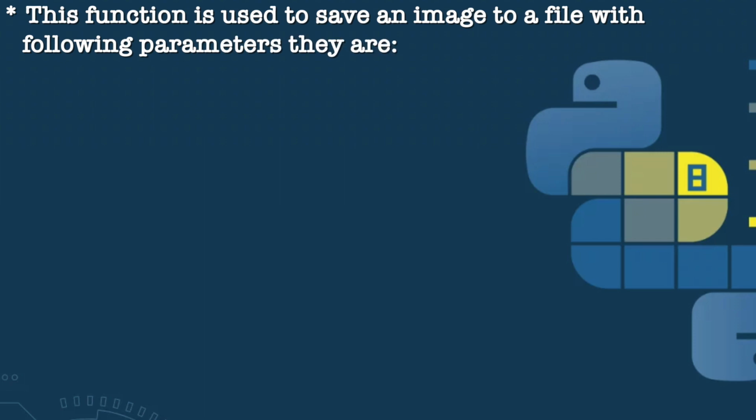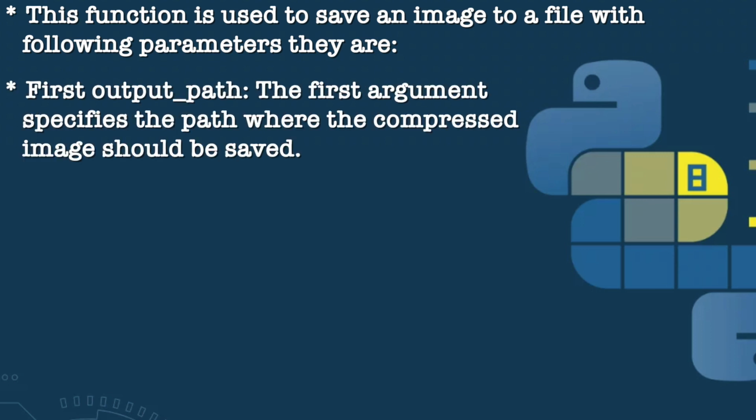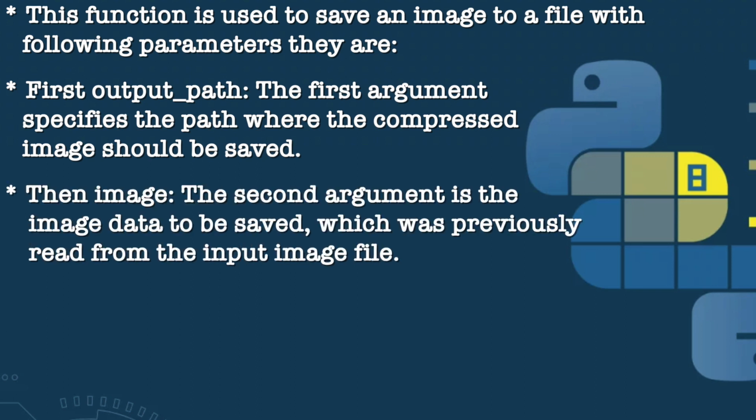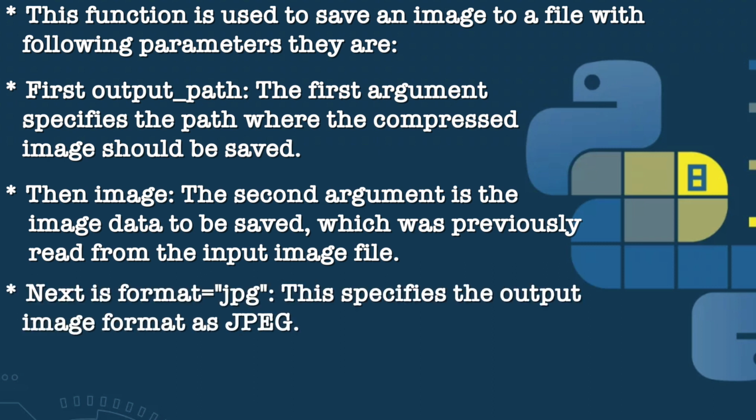Saving the compressed image with custom settings: imageio.imwrite. This function is used to save an image to a file with the following parameters. They are, first, output path. The first argument specifies the path where the compressed image should be saved. The second is image. The second argument is the image data to save, which was previously read from the input image file. The next is format equal to JPEG.